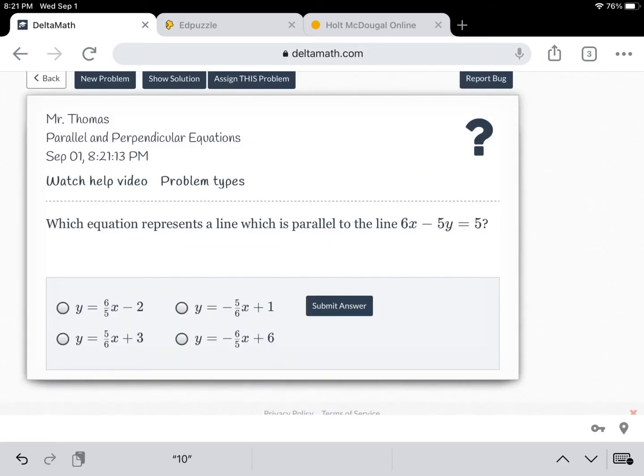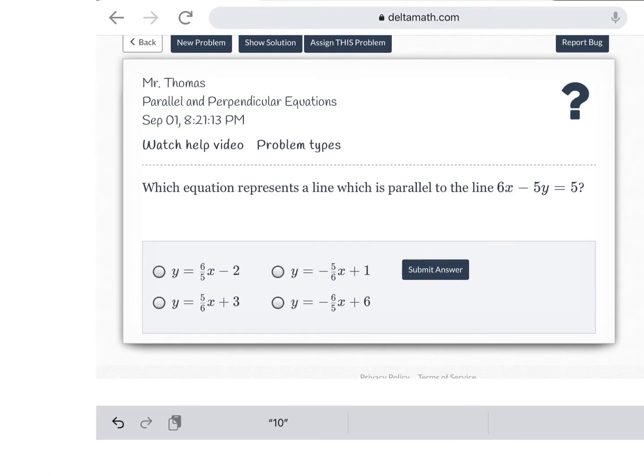So now we have a little different problem. I'm going to slide this over. It says, which equation represents a line which is parallel to the given line? So the first thing I need to do is I take the original equation, and I've got to find its slope. Now, how do I find its slope? You could find the intercepts and do slope by the points. You could change it to slope-intercept form, which is what I'm going to do here. And then you want to look at the slopes of these other equations.